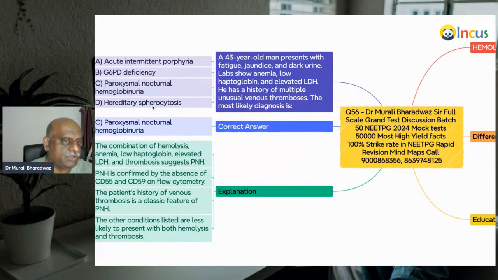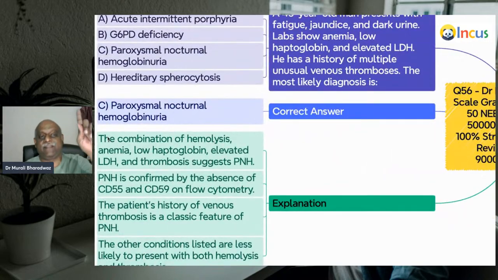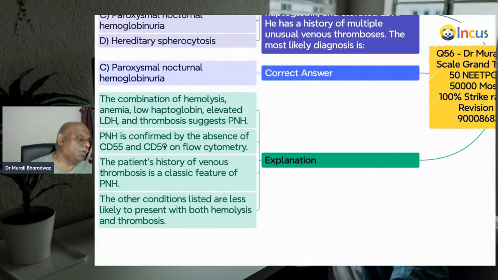A 43-year-old with fatigue and jaundice, hemolysis, anemia, low haptoglobin, elevated LDH, and thrombosis, very important, is indicative of paroxysmal nocturnal hemoglobinuria.